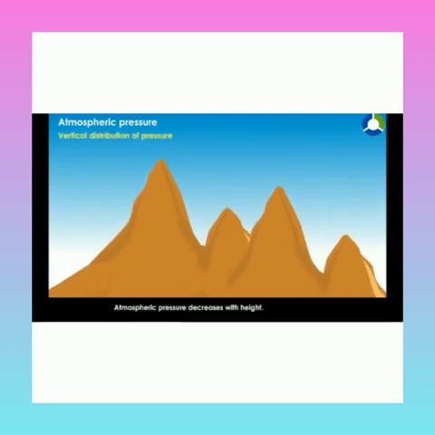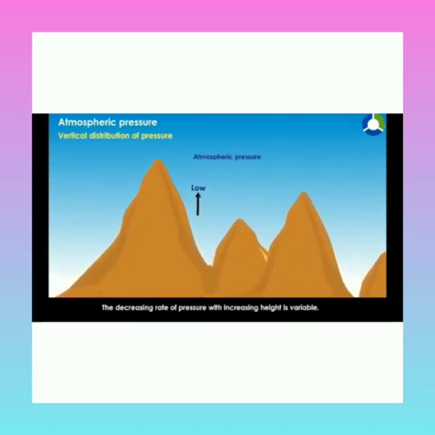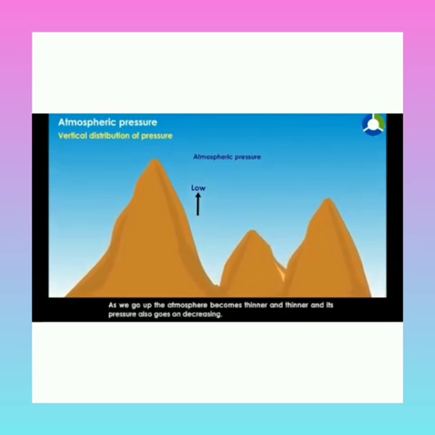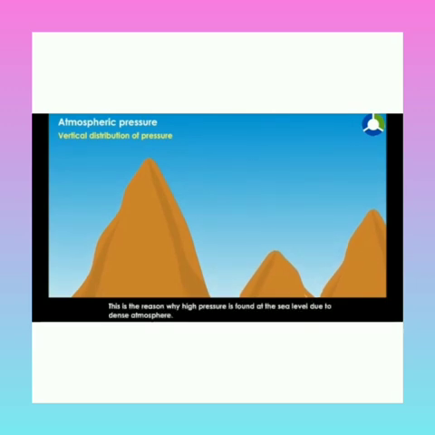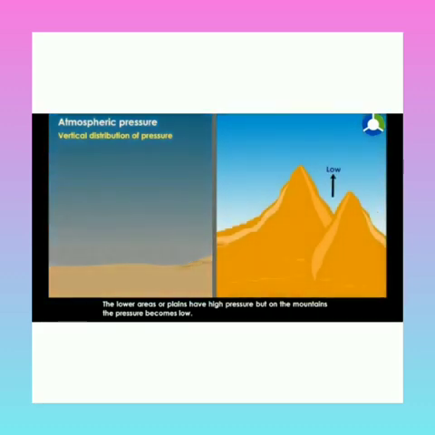Vertical distribution of pressure. Atmospheric pressure decreases with height. The rate of decrease of pressure with increased height is variable. As we go up, the atmosphere becomes thinner and its pressure also goes on decreasing. This is the reason why high pressure is found at sea level due to the dense atmosphere. The lower areas or plains have high pressure, but on the mountains the pressure becomes low.